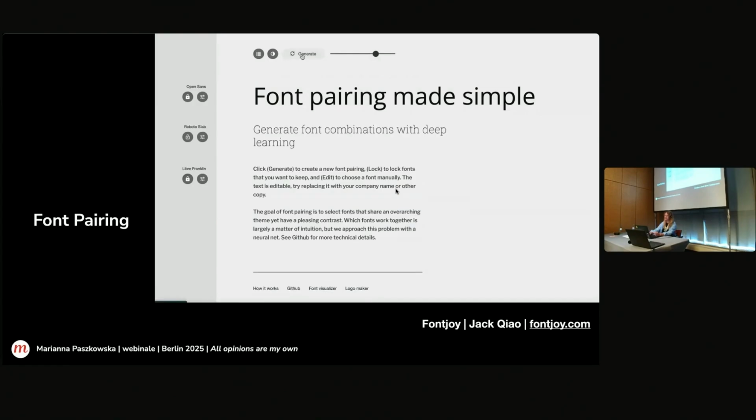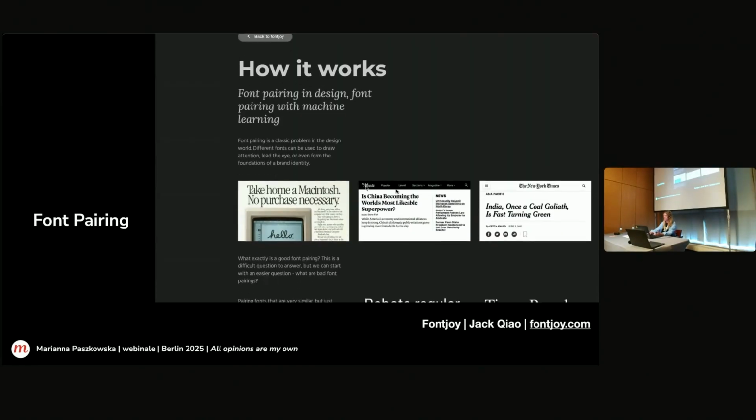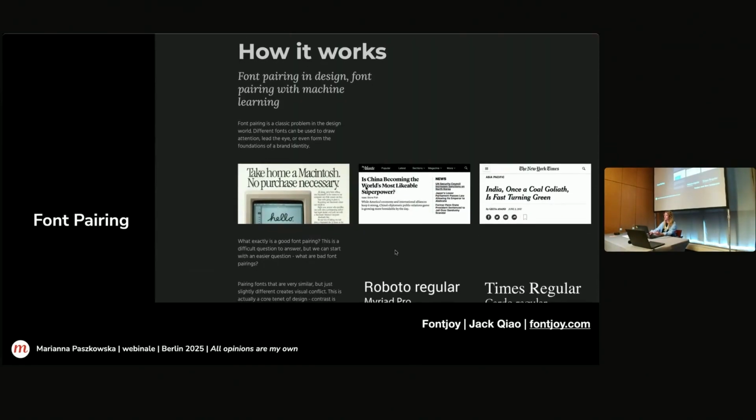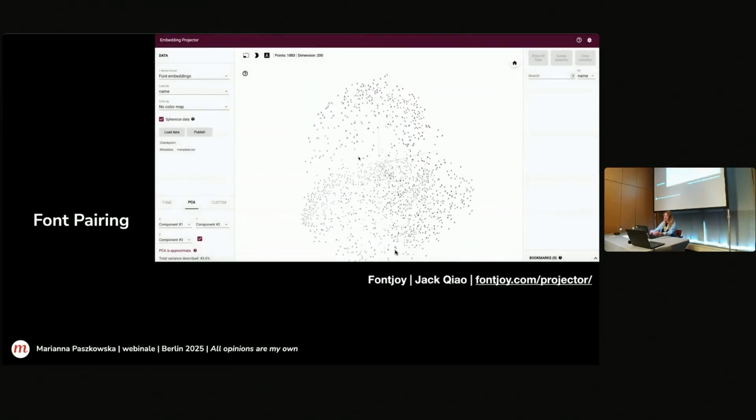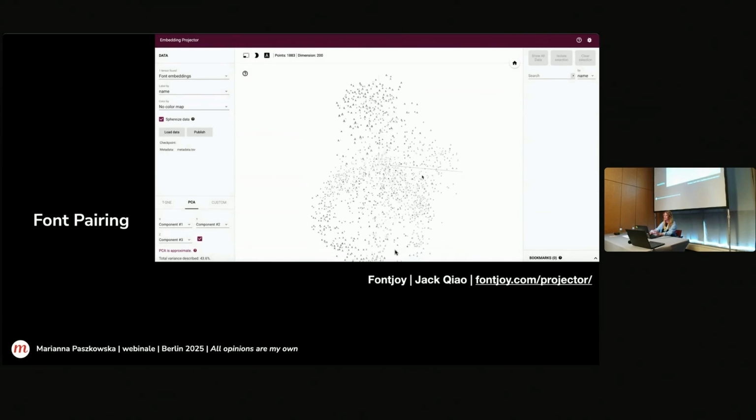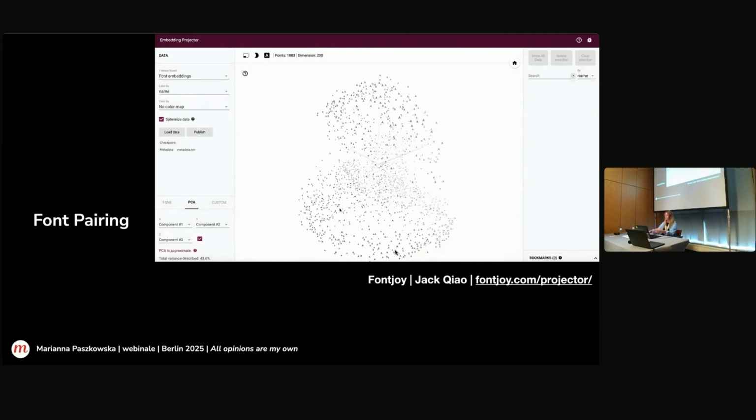So FontJoy is just a type of project that uses machine learning to help automate and guide this decision. They use machine learning to mimic a designer's instinct for balance and contrast in building font hierarchy. It borrows a technique from natural language processing, word embeddings, and applies it to fonts. So instead of mapping fonts based on meaning, it learns to map fonts based on visual style.